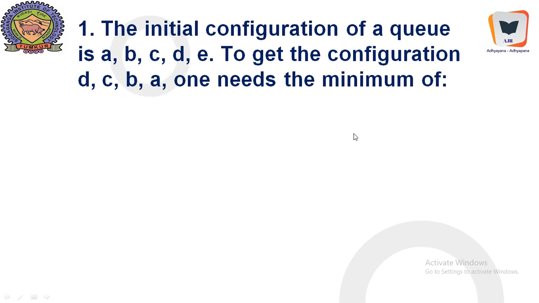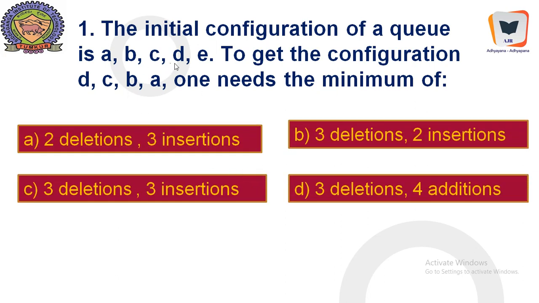We'll just go through. The initial configuration of a queue is A, B, C, D, E. That is A in the front of the queue, and E is at the end. To get the configuration of D, C, B, A, one needs the minimum of, let us see. So D has to come to the front. Therefore, A, B, C should be deleted, or A, B, C should be dequeued. Then D will come to the front.